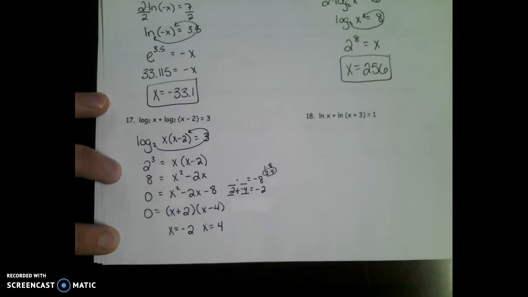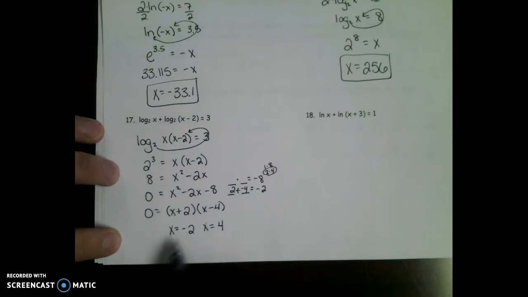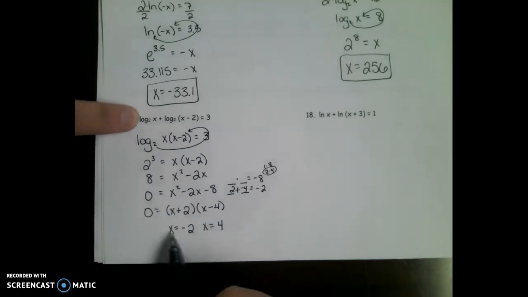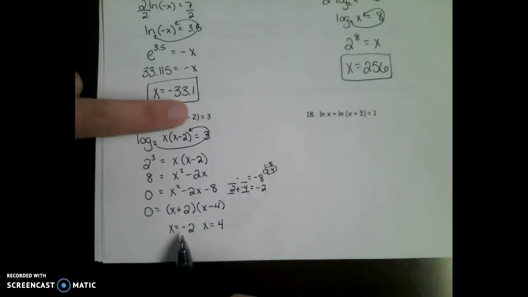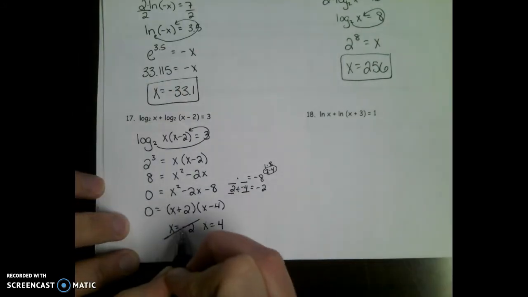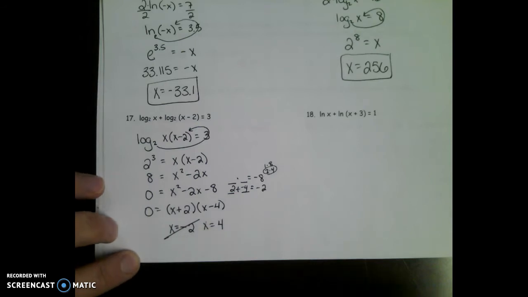We need to check these to see if they would create a negative number inside the log. So put -2 in here. -2 would definitely make this first log have a negative number inside. -2 minus 2, that'd be another one. So that is an apparent solution that doesn't actually work. So that's an extraneous solution.